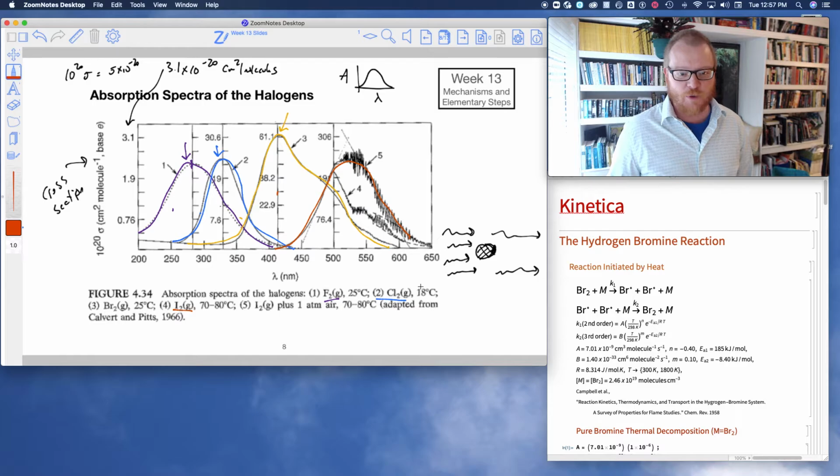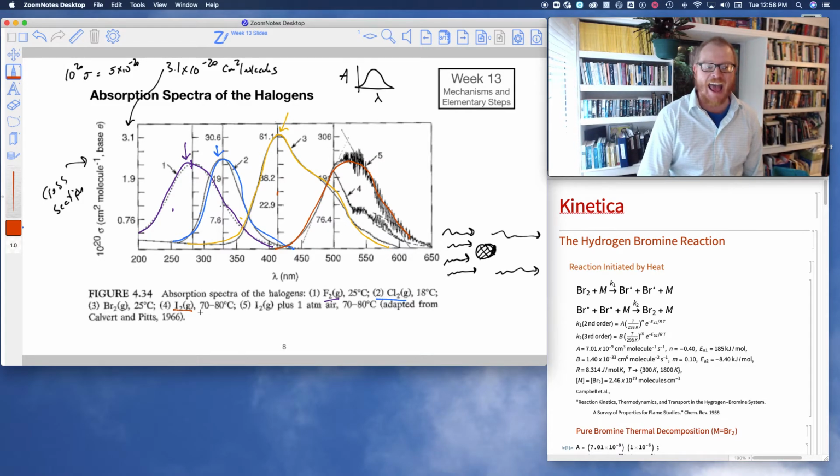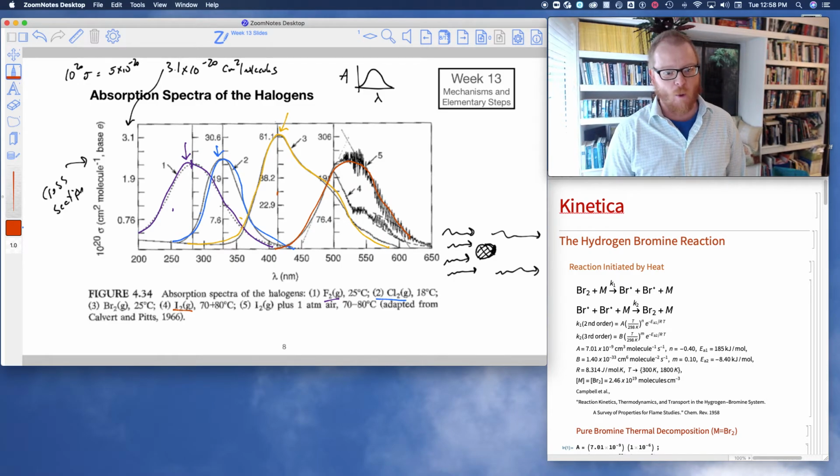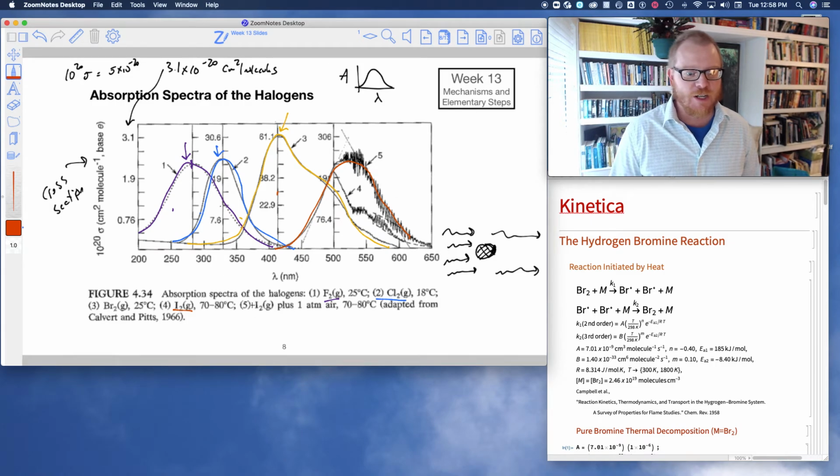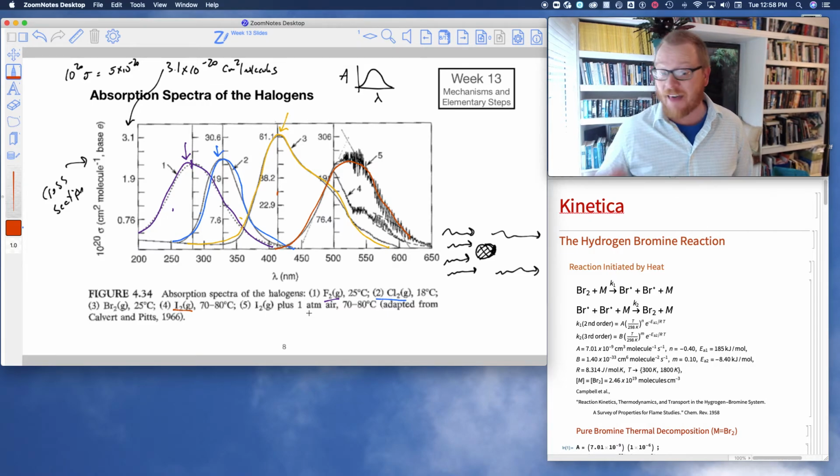And what's kind of cool about this, if you read through this, right, so fluorine is a gas at 25 C. Chlorine is a gas at also 25 C, but for some reason the spectra is at 18 C. Bromine is a gas at 25 C. However, iodine is not a gas at 25 C. So that's why with iodine, number 4 and 5, there are some subtle differences. Number 5, the one I highlighted, is actually iodine gas plus 1 atm of bath gas, of atmosphere, whereas number 4 is just pure iodine. And so there's some interesting things going on there.